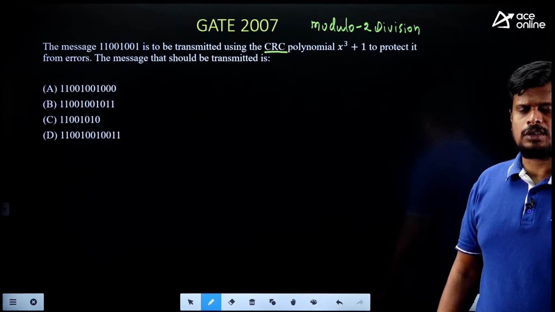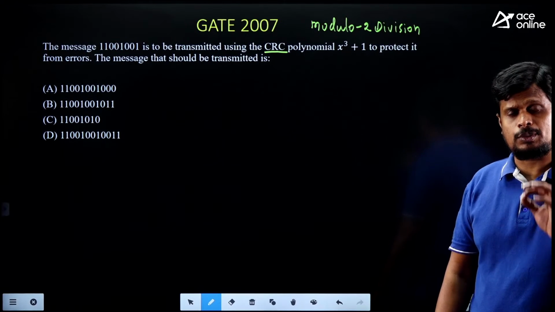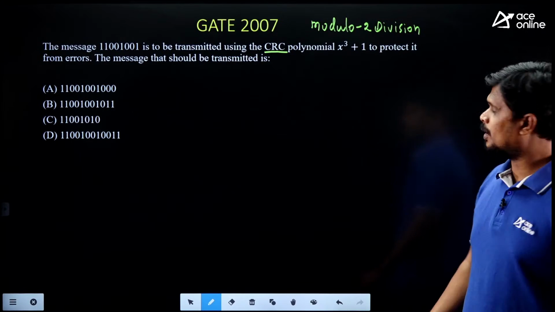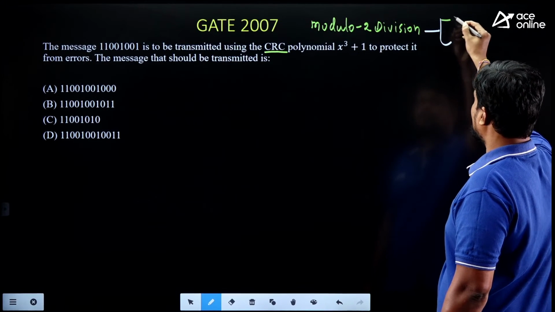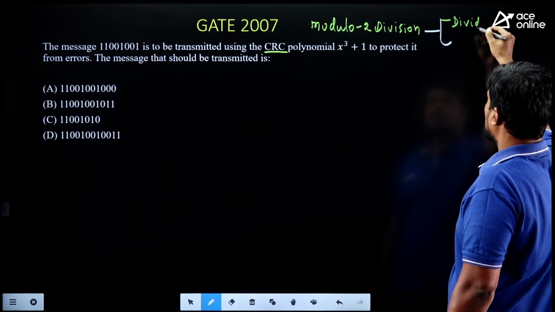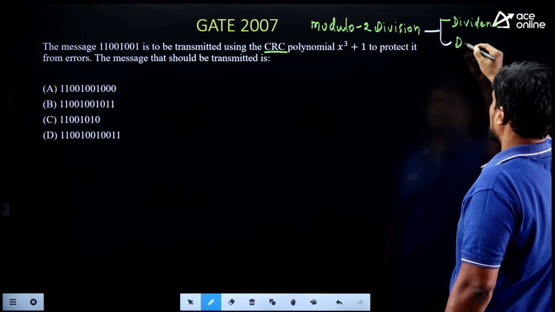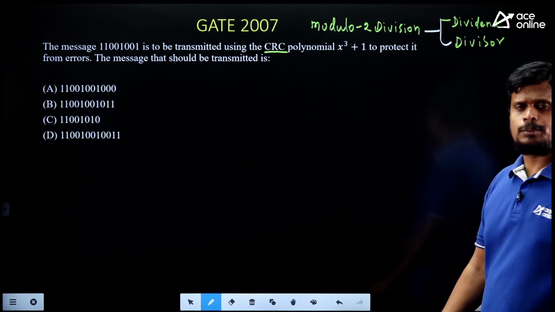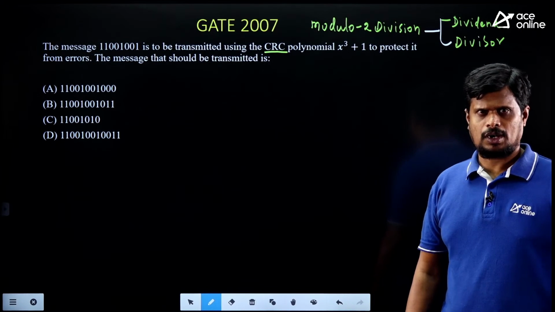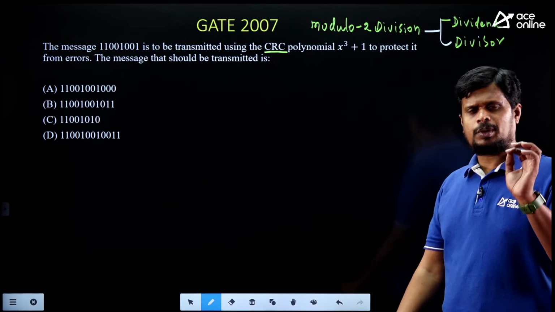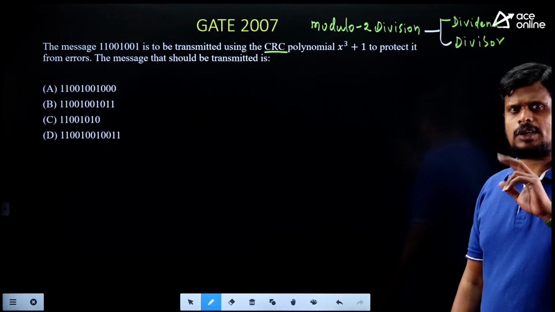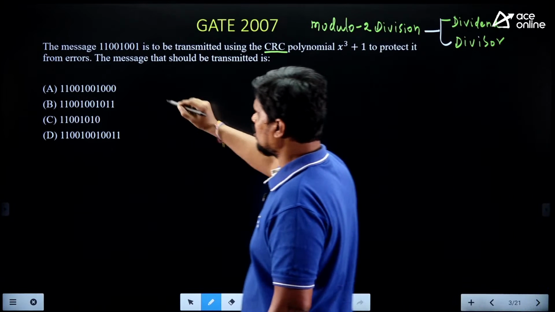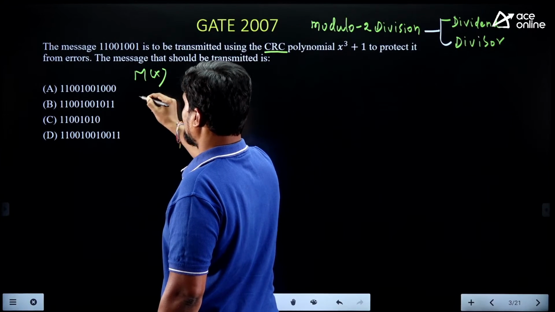So when it is division, we have two important components. What are the two important components? The first one is the dividend, and the next one is the divisor. These two are the major components of our CRC, right? So it means that in order to implement the CRC, we require two types of messages. One is called M of X, and another one is called G of X.